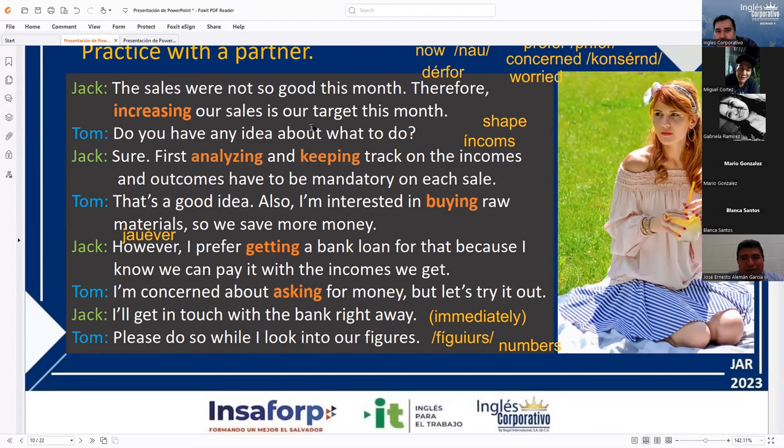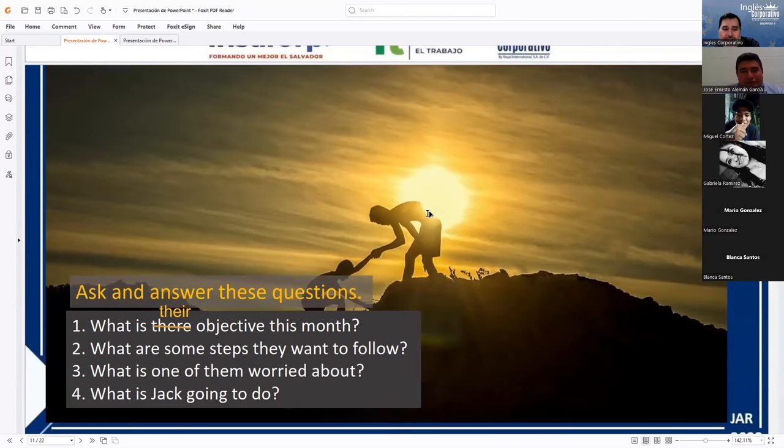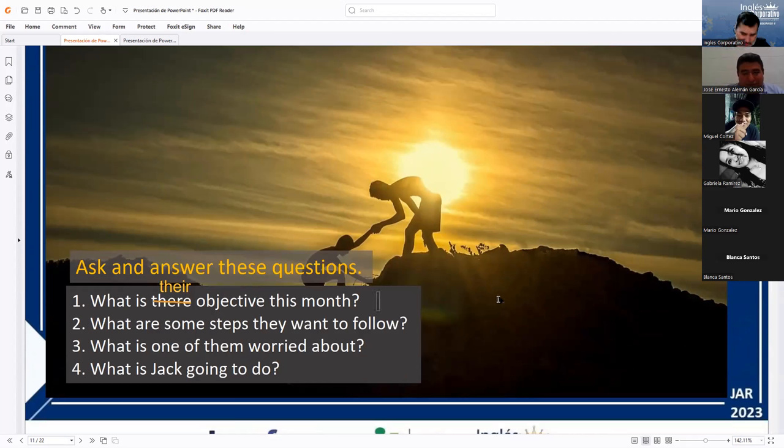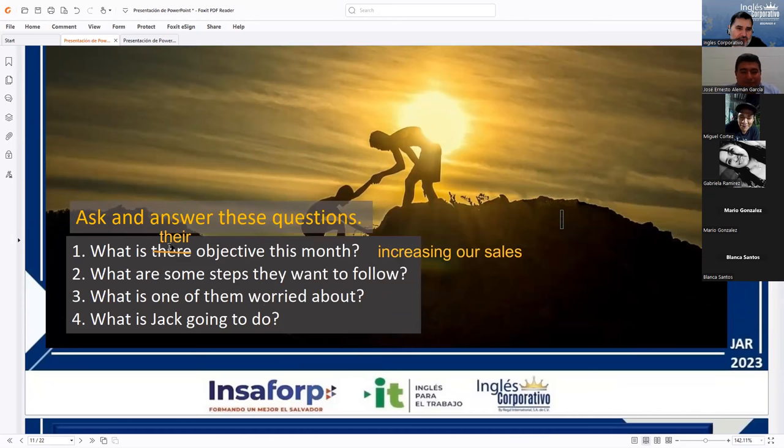Increasing our sales is our target this morning. So what's our objective this month? Increasing our sales, right? What's their target? What's their objective? Increasing our sales. When you say "there," what's their objective this month? Let's put "their sales," because of the way it's said. What's their objective this month? Increasing their sales.